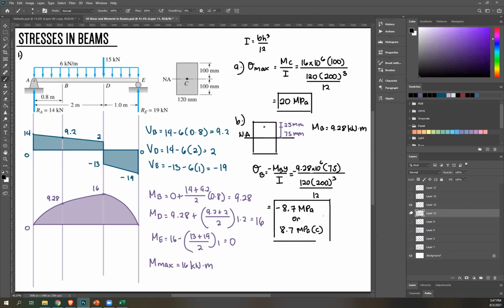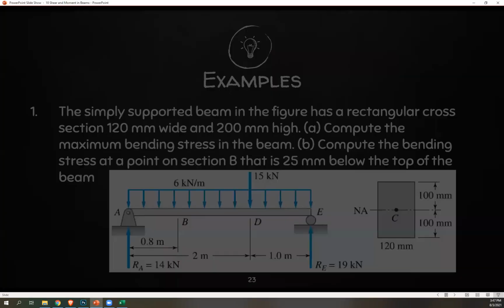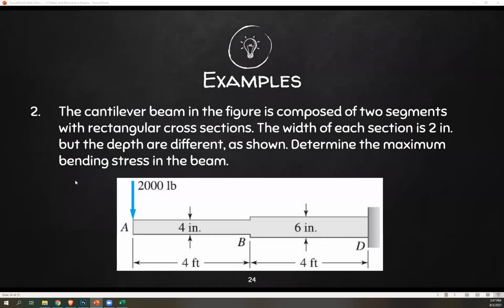None. So let's move on to number 2. Okay, number 2. The cantilever beam in the figure is composed of 2 segments with rectangular cross sections. The width of each section is 2 inches, but the depth are different, as shown. Determine the maximum bending stress in the beam.